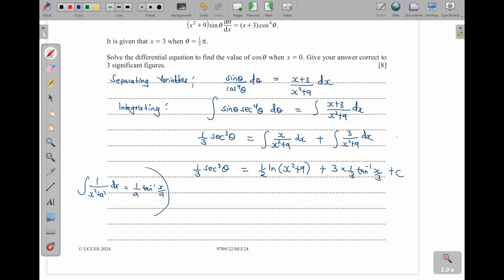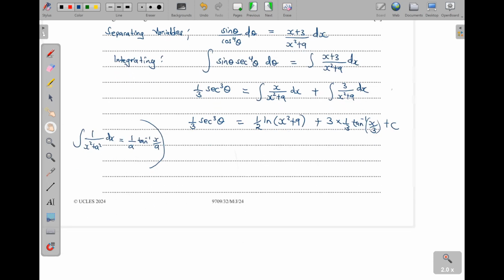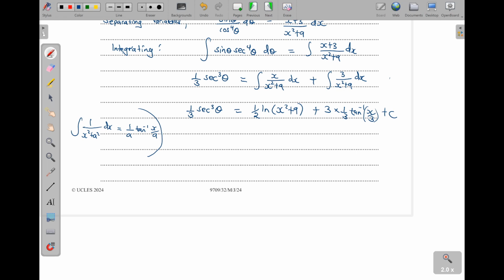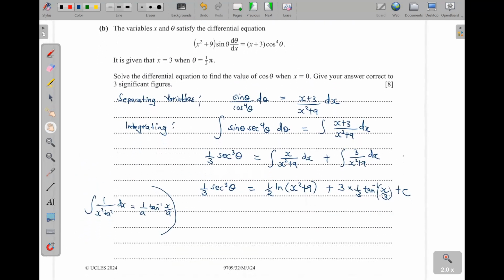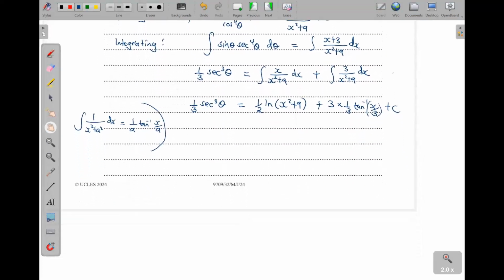Then I can put that arbitrary constant because we don't know what disappeared when they differentiated. So we are supposed to find that arbitrary constant using what they gave us. So what did they give us as the initial conditions? x is equal to 3, then theta is equal to pi over 3.